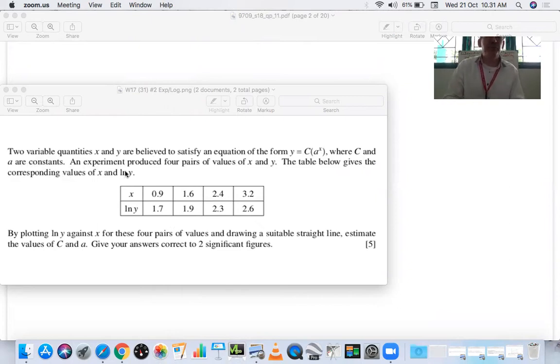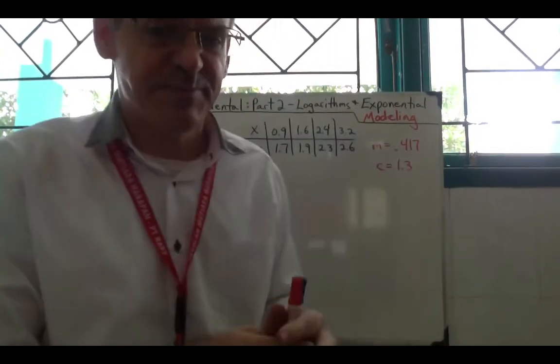An experiment produced four pairs of values of X and Y. The table below gives the corresponding values of X and ln Y. By plotting ln Y against X for these four pairs of values and drawing a suitable straight line, estimate the values of C and A. Give your answers correct to two significant figures. It's worth 5 points, meaning you have about 7 minutes to do the question. Okay, let's go back to the board here.